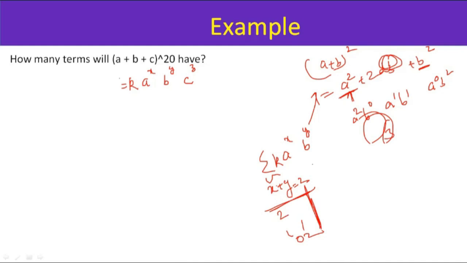Similarly, if you have to find the number of terms here, I just have to distribute the powers, which means X plus Y plus Z has to be equal to 20. Now again, there is no constraint. Anything could be greater than or equal to 0. So with what we just learned, the answer becomes 22C2. Is this clear? Everyone?